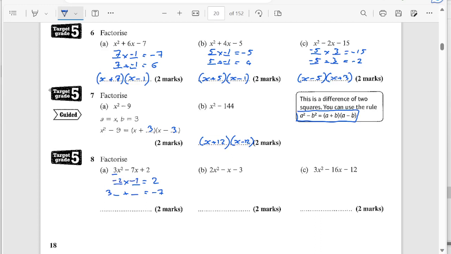Let's go that way around. Because 3 times minus 2 is minus 6, and then minus another one would be minus 7. So the minus 2 needs to go in the bracket opposite the 3. So if I create my two brackets, 3x and an x, and then the minus 2 goes in the opposite bracket.